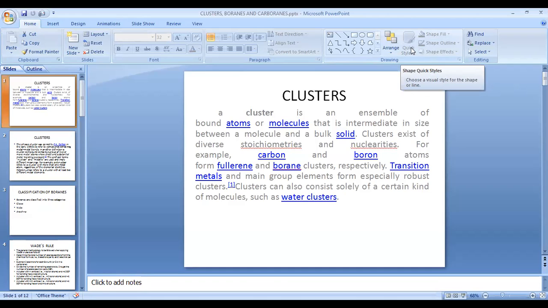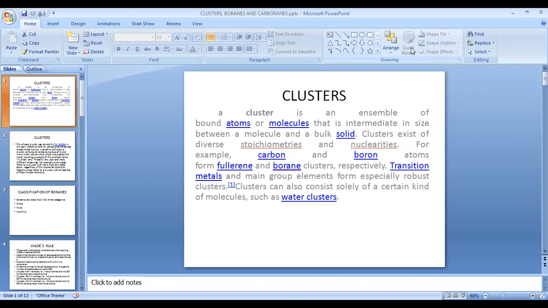What is a cluster? A cluster is an ensemble of bonded atoms or molecules that is intermediate in size between a molecule and bulk solid. So a cluster is nothing but an ensemble, meaning a combination of atoms or molecules that is intermediate in size between a molecule and bulk solid.